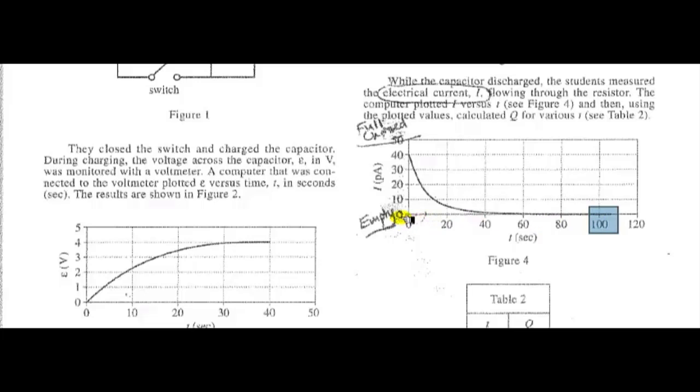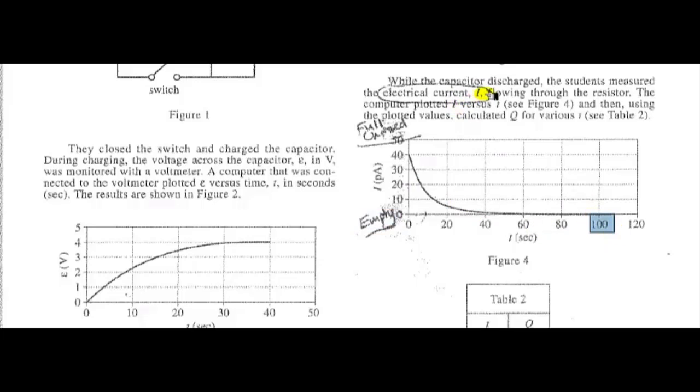So now we want to try and figure out what this I stuff means. Go back up, finger scan up here for I. I is the current flowing through the resistor. And here is what's going on. We're discharging the capacitor. So you can assume that up here at 40, this is going to be a full charge. And then when you get down to 0, that is going to be empty. That just makes common sense. So what happens at the 100 mark?